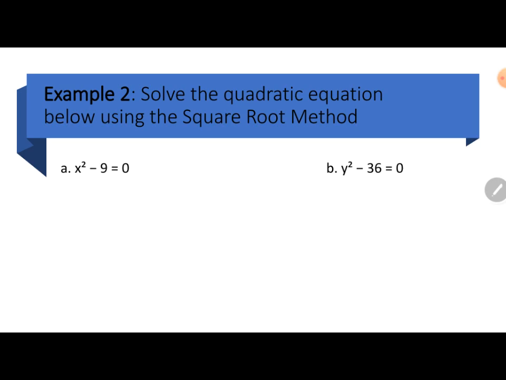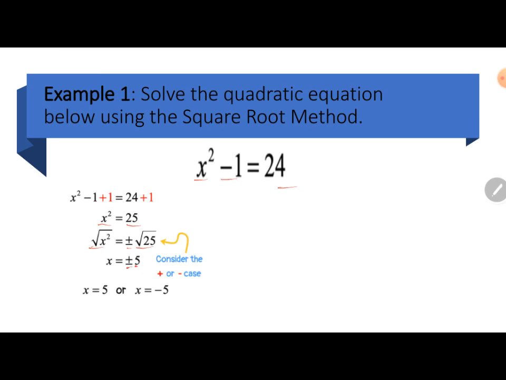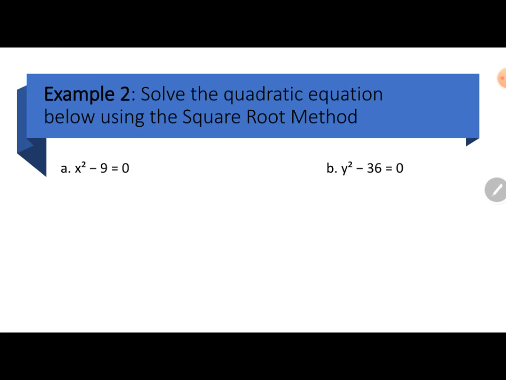Okay, for number 2. Solve the quadratic equation below using the square root method. Now, it's just so simple. Just the same process we have for example 1. Okay, the first statement, or step 1, is to separate the x term from the constant term. So, the x term we have here is x squared.